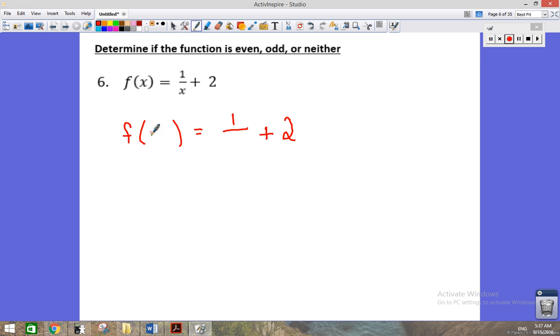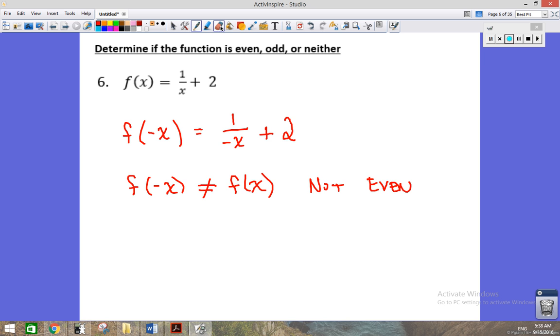So if I give it the opposite of x, it's going to take the reciprocal of the opposite of x, and it's going to add it to 2. Okay. Well, I can see that these first terms are equal and opposite, so I can easily see that f evaluated at negative x is not the same as the original function. That these are two different outputs. When the input is equal and opposite, the output will not be the same. There may be one specific number, maybe that it is, but in general, it's not always going to be true. Therefore, I know this is not an even function.